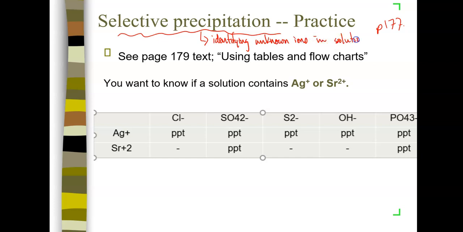Okay, so we talked a little bit about this already, but let's say you want to know if a solution contains silver ions or strontium ions. You would have to perform an experiment in which you add a certain soluble substance to look for a precipitate. So you're looking to add a soluble salt of a specific type, right?